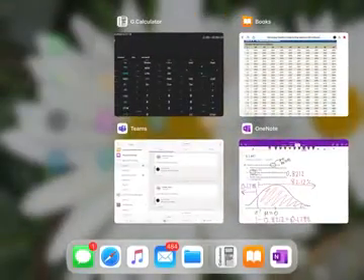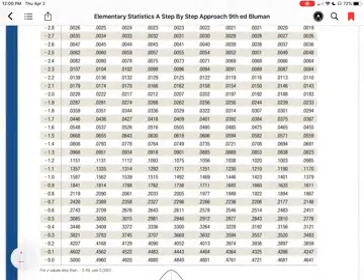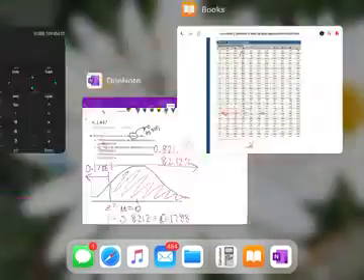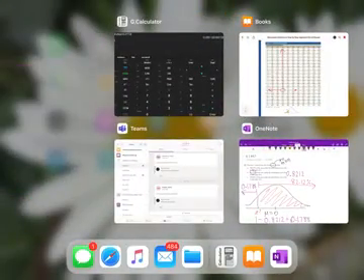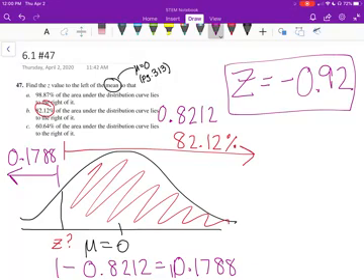So let's look for 0.1788. Getting close down here, right here, 0.1788. So that number, that area corresponds with this z-value, negative 0.92. So when we go here, we get our z-value is equal to negative 0.92.